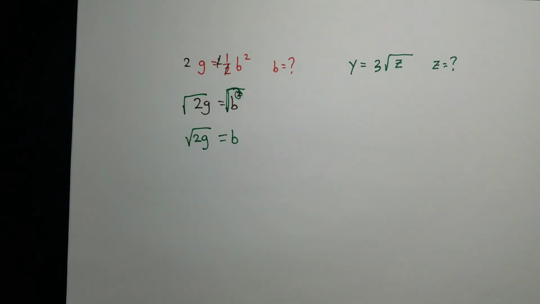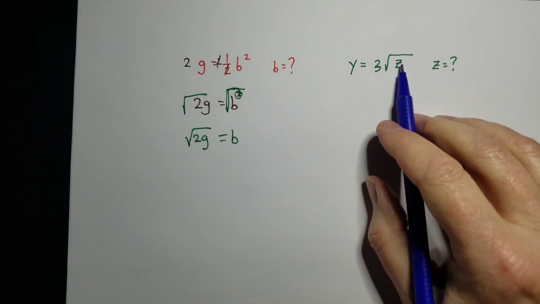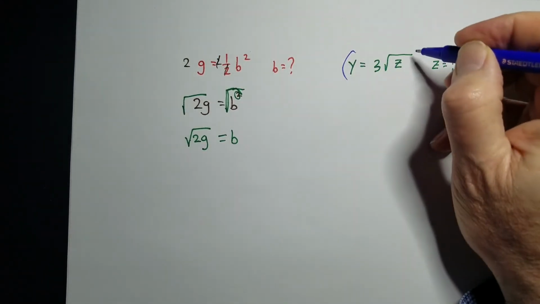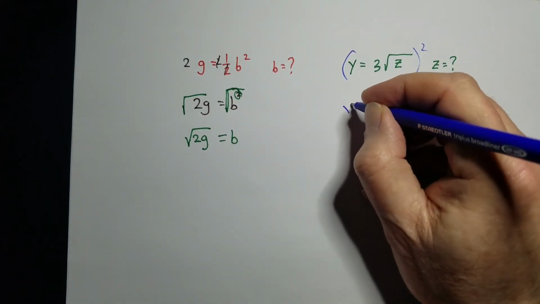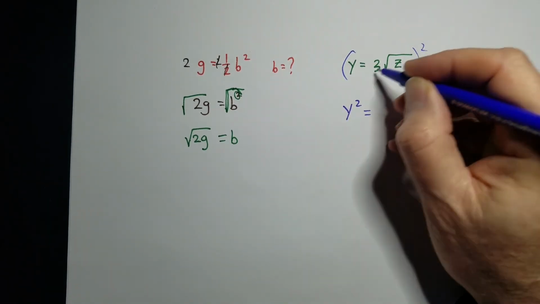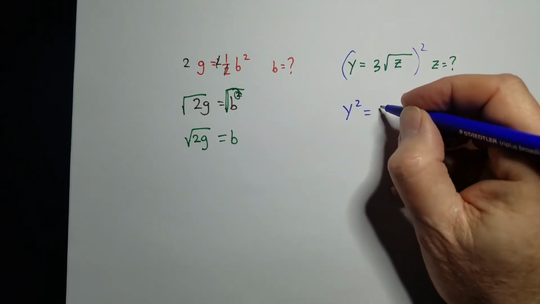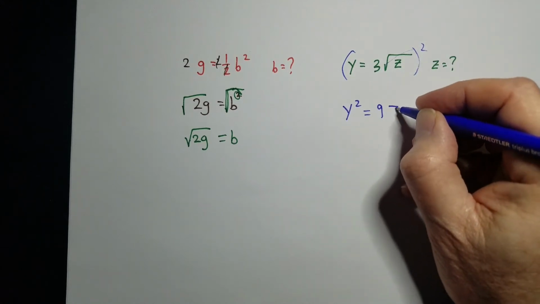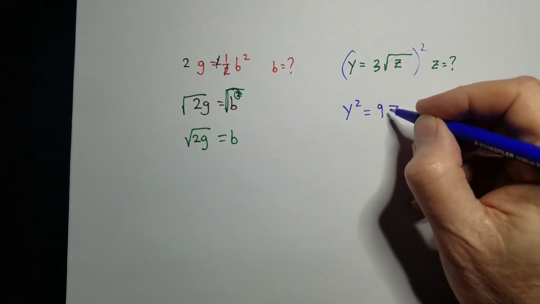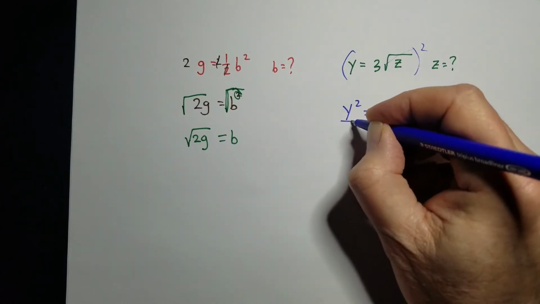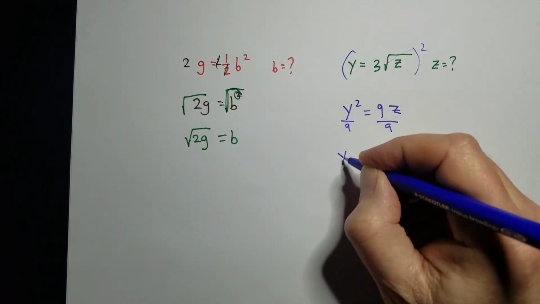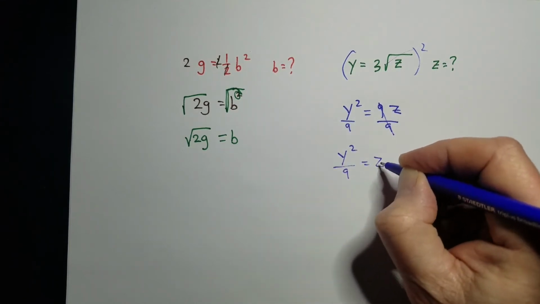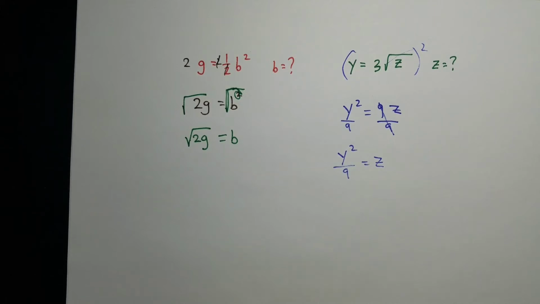What if we've got a square root and we want to solve for something underneath the square root? Well, again, I need to get rid of the square root, so I want to square everything. So this becomes y squared equals 3 squared, because again, you square everything. 3 squared is 9. And the square root and the square cancel each other out, and we're just left with z. Now I need to get rid of that 9, so I want to divide both sides by 9. And we get y squared over 9 equals z. And we're done with that one.